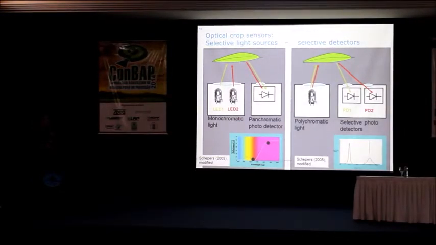The light sources can either be selective or monochromatic, so you have a red or green light, and you have a so-called panchromatic detector, or you have a polychromatic light, so the whole spectrum, and you have selective detectors. Both principles are existing on the market.